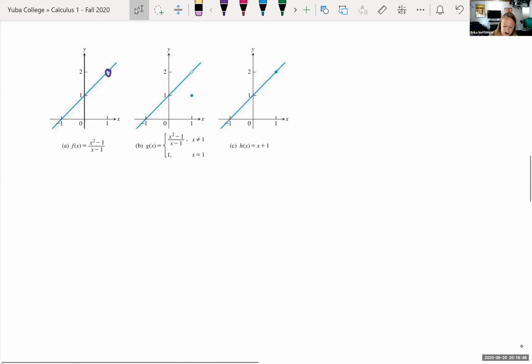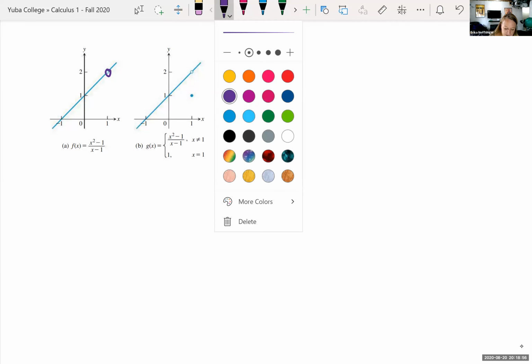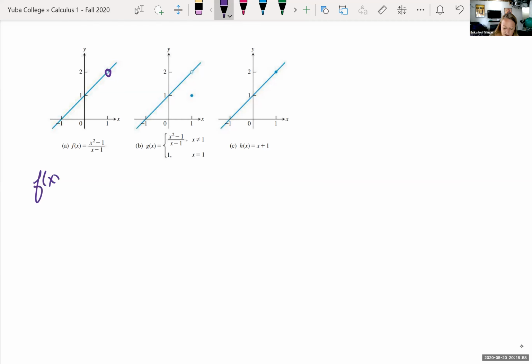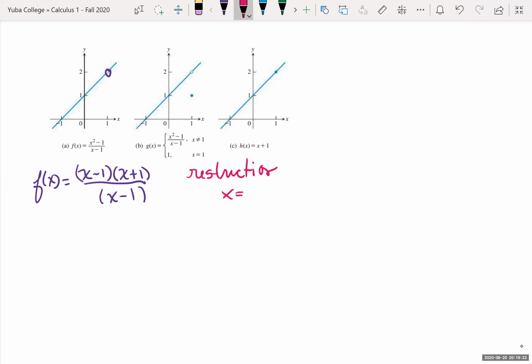And so here, notice that this function f of x equals x squared minus 1 all over x minus 1. We can factor the numerator. It's a difference of squares. We can factor this as x minus 1, x plus 1, all over the factor of x minus 1. And so here, I know I have a restriction, and my restriction is that x cannot be 1.